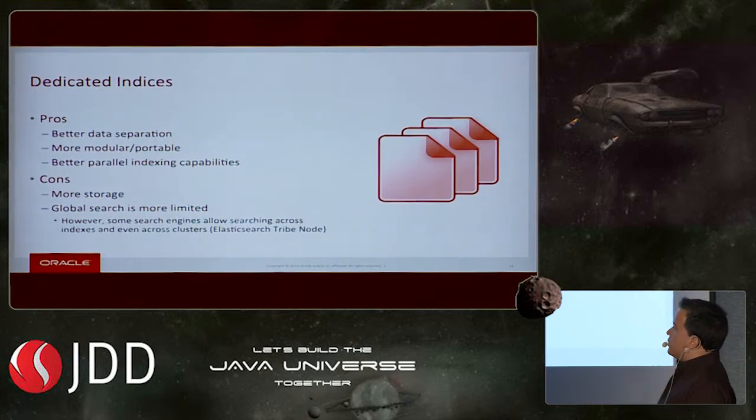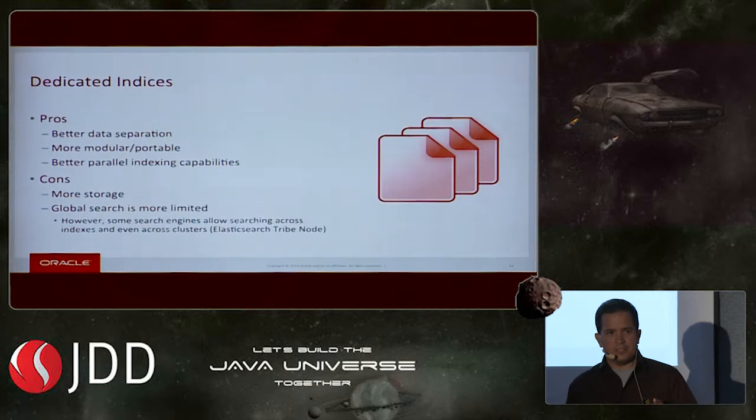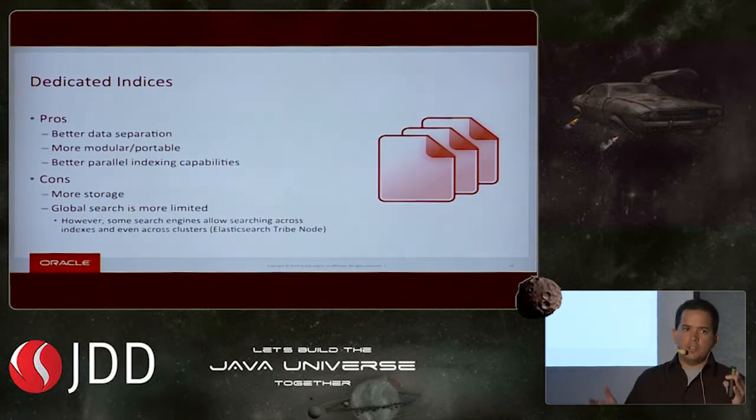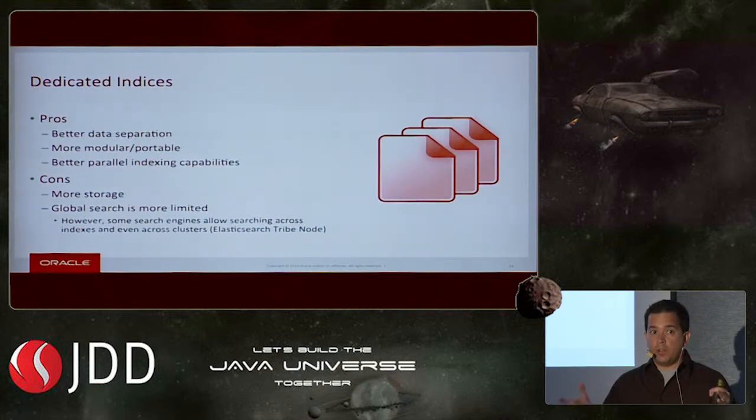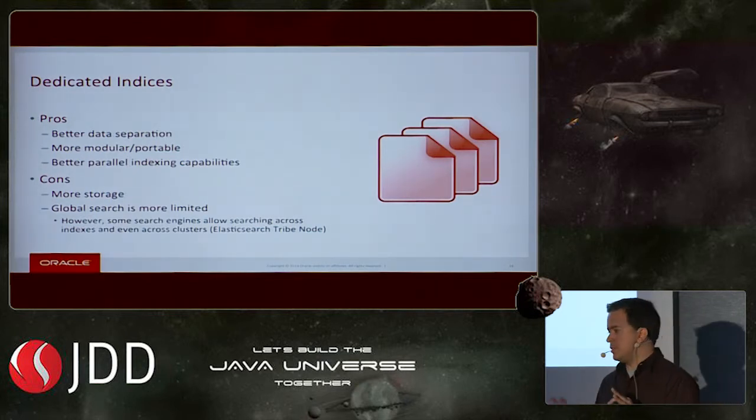And then the global search is a little more limited if you want to do that. However, Elasticsearch also solves that. It allows you to join different indexes on the fly. It even allows you to join different clusters on the fly, which is amazing.